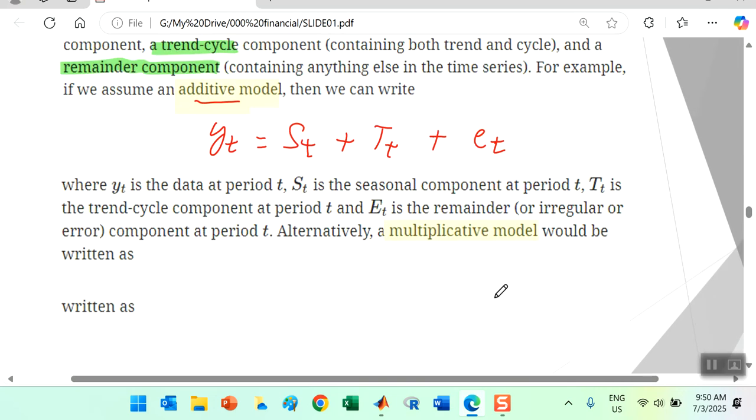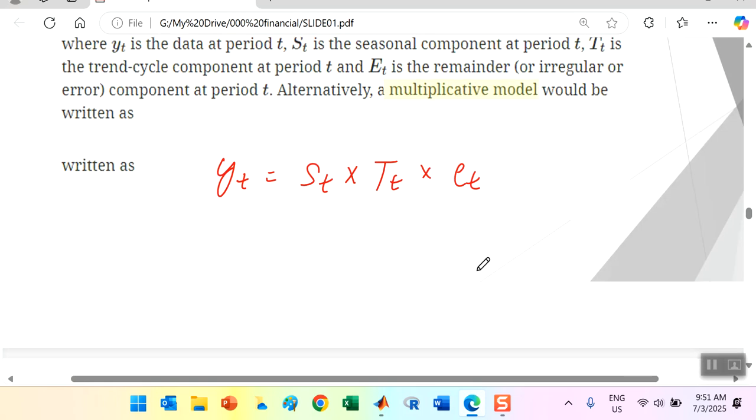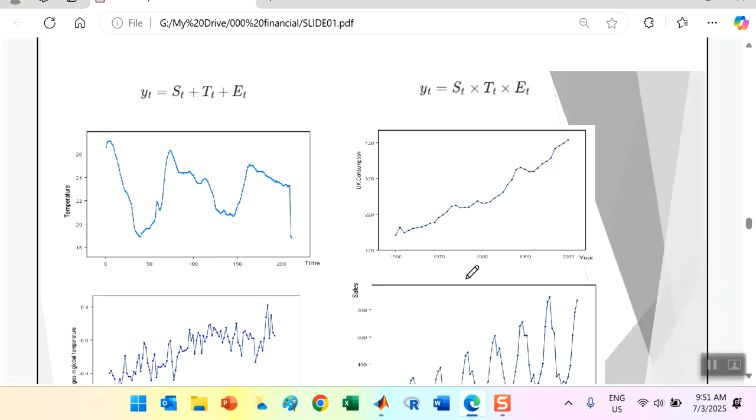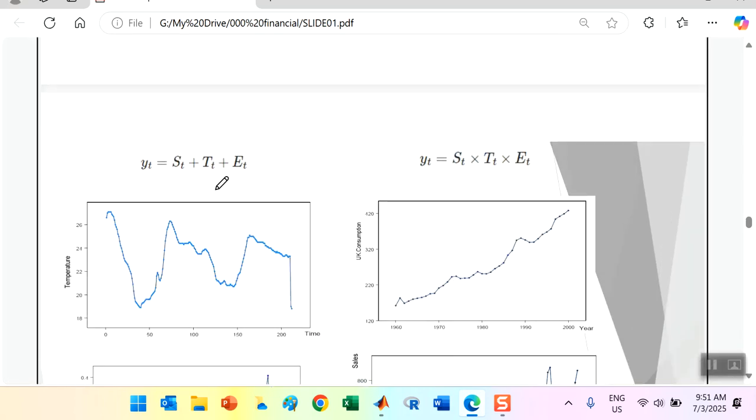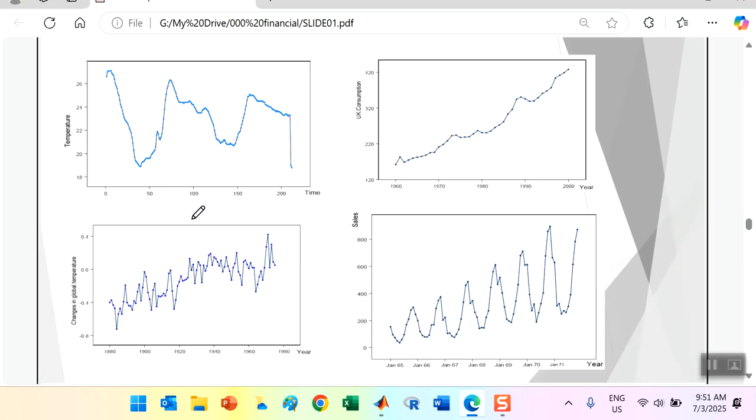For a multiplicative model, you might end up with Yt equal to St multiplied by Tt, then multiplied by epsilon t, the so-called error terms. So we have additive and multiplicative models of a time series Yt in this particular form. Then you can get rid of the trend and seasonality.